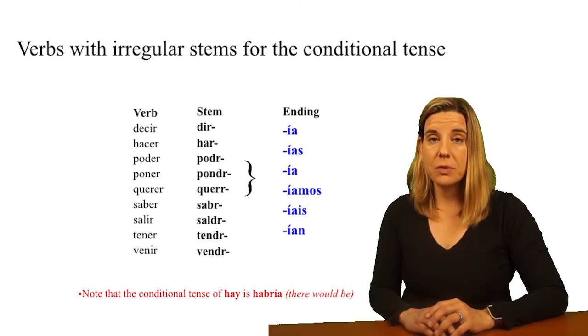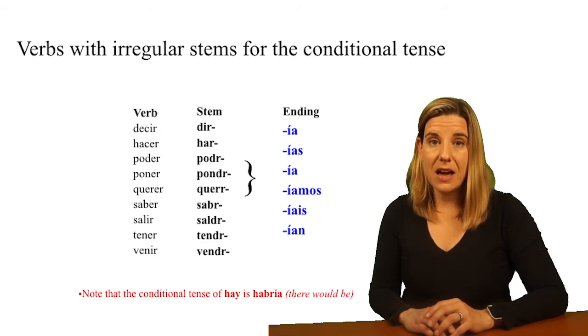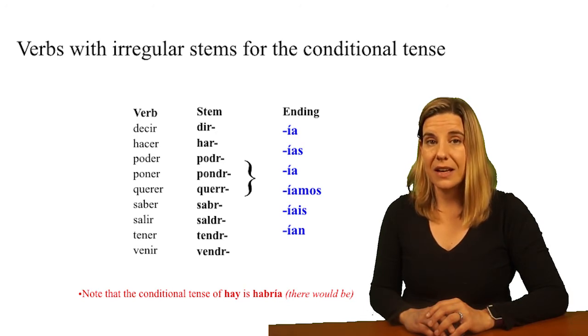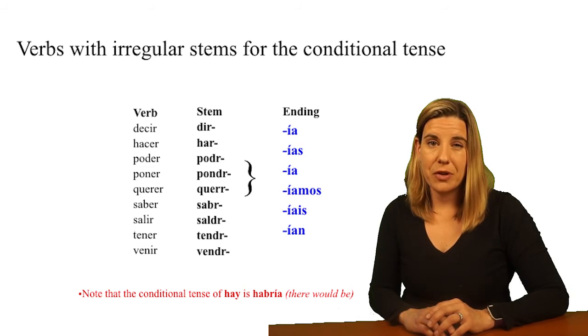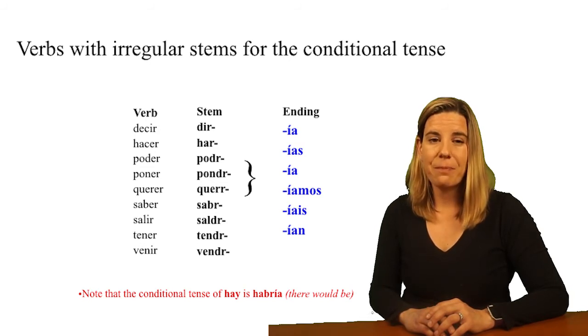So decir would be yo diría, tú dirías, él, ella, usted diría, nosotros diríamos, vosotros diríais, ellos, ellas, ustedes dirían. I'm not going to go through the entire list, but take some time to familiarize yourself with these verbs.